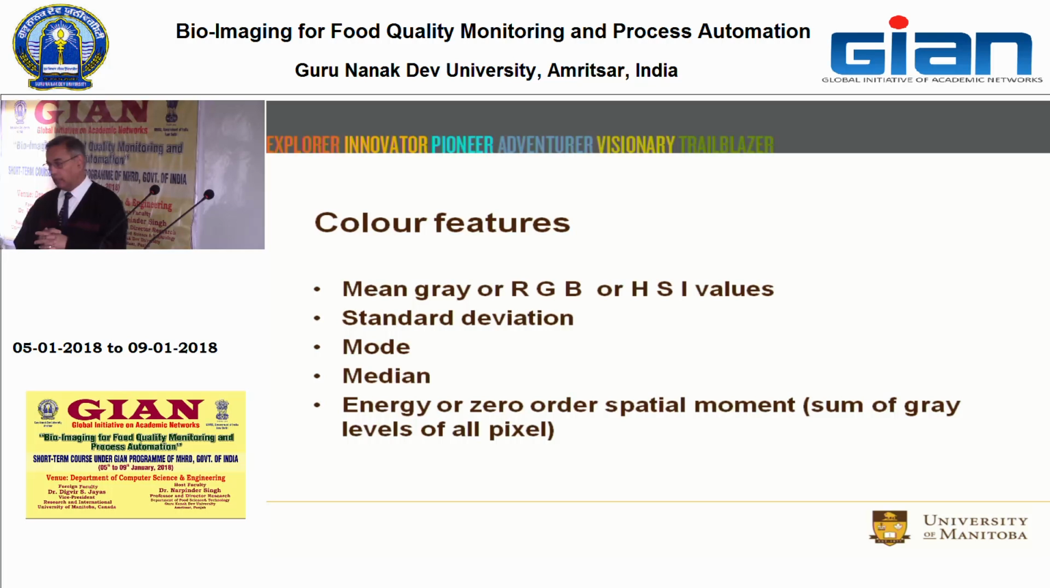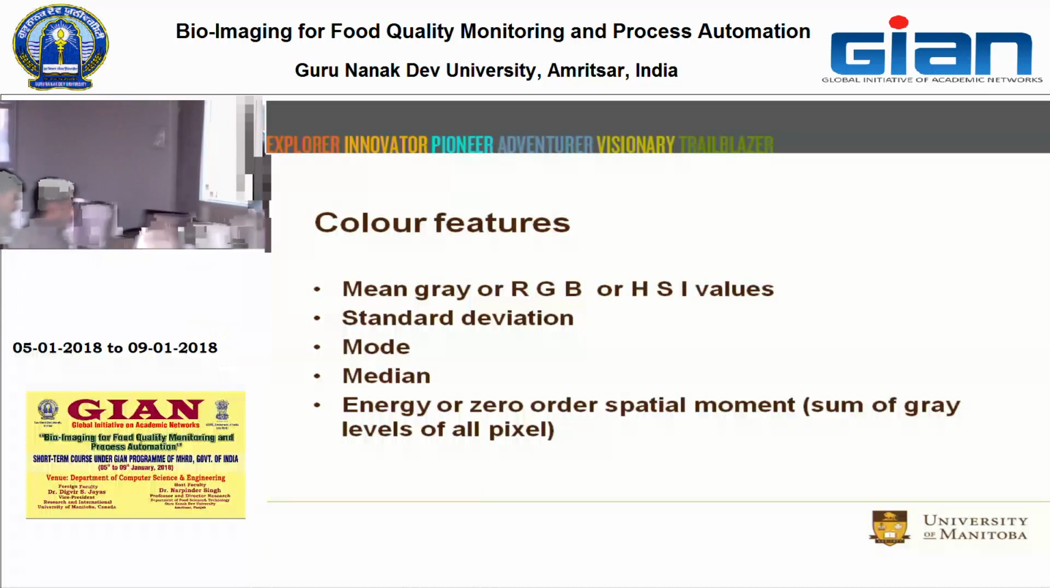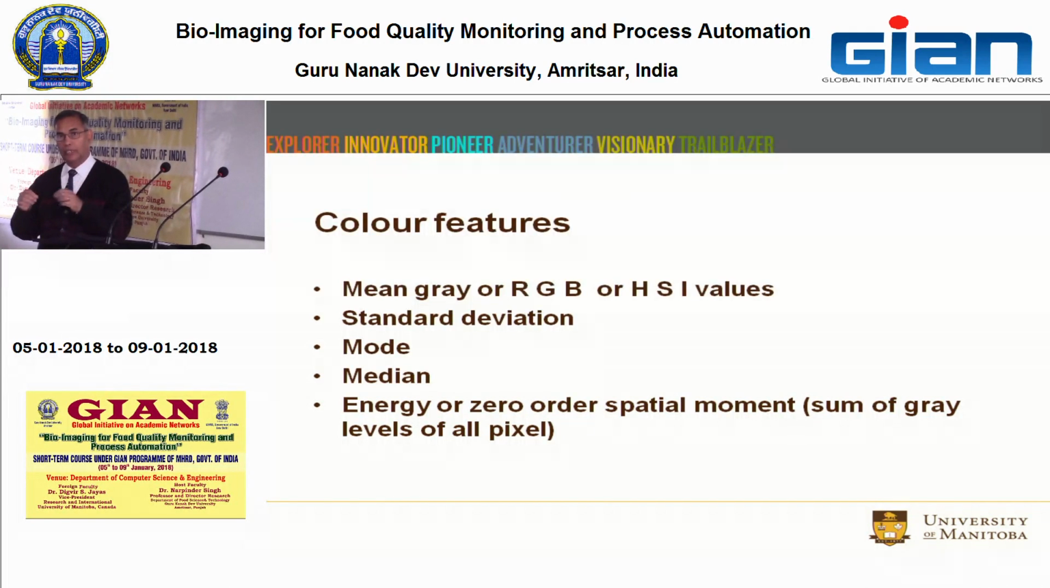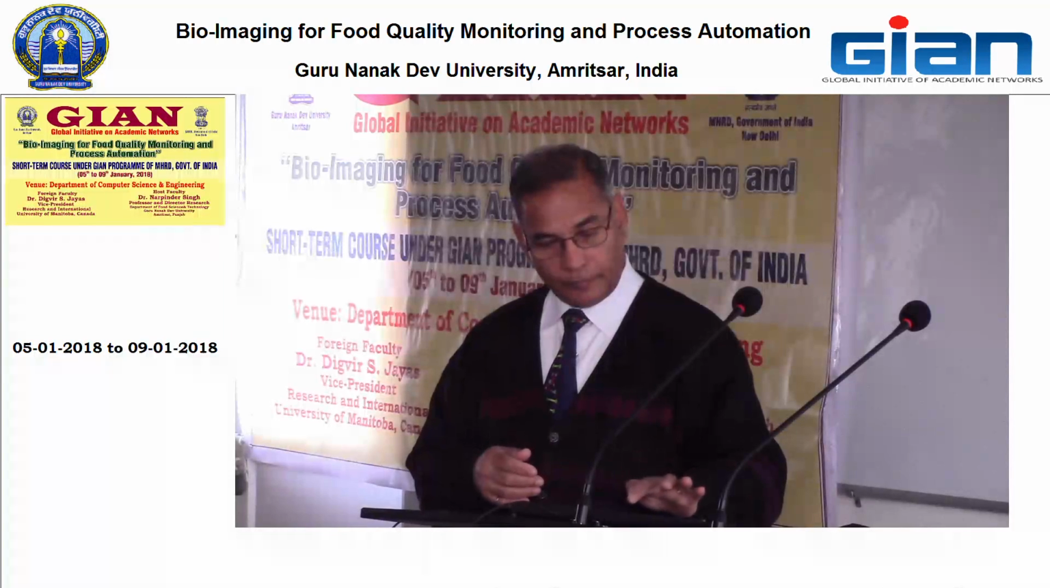You can calculate energy, or zero order spatial moment, which is basically the sum of gray levels of the particles. So yes, you are summing all of the F values, not the coordinate values, but the gray level values. That will give you the energy, which is also referred to as the zero order spatial moment or energy of the image, and that energy becomes a feature.